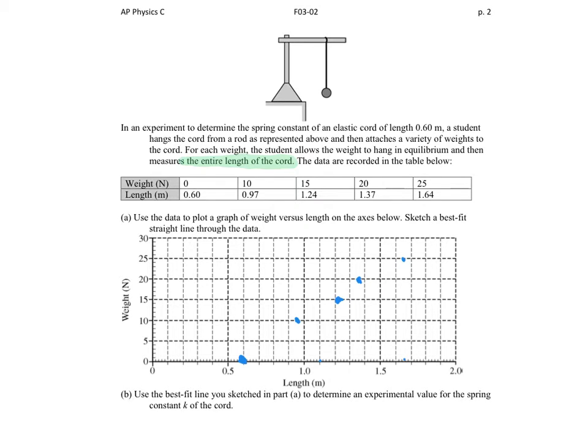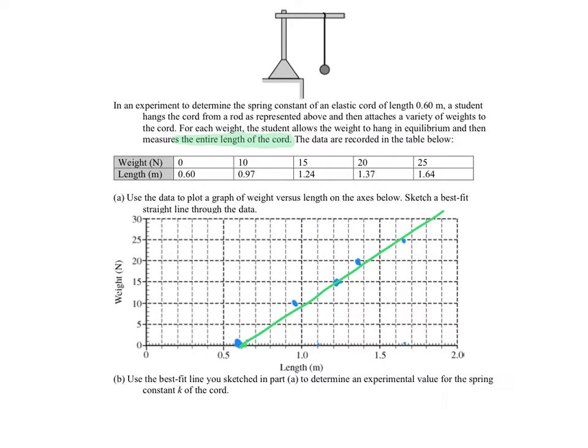And then draw a best fit line through the data. So something like that. And then they say, using the best fit line you sketched in part A, determine the experimental value for the spring constant K of the cord. Which means, of course, that we want the slope of this line. So pretty easy. We just pick two points and find the slope.